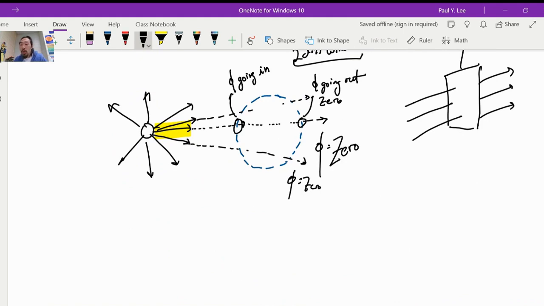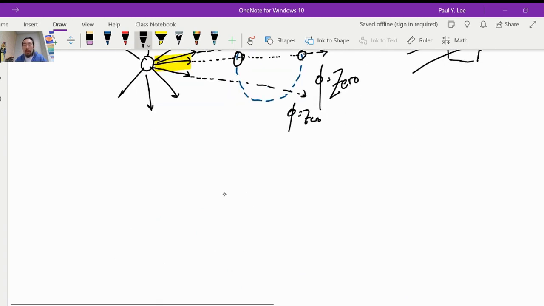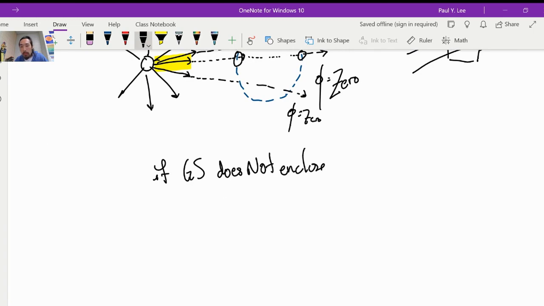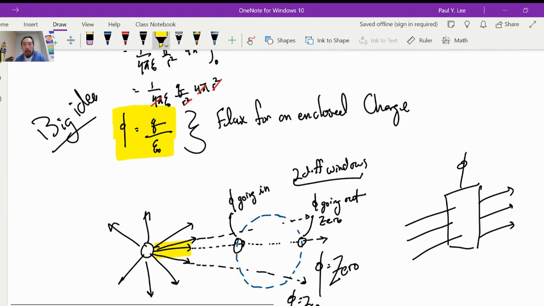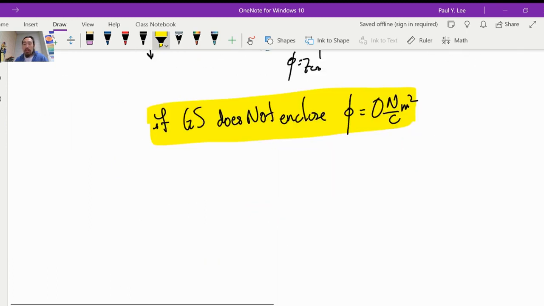And this is huge. So what this tells us is if the Gaussian surface does not enclose, your flux is 0. Let's see, newtons coulomb meters squared. This is ginormous, because if you take these two, this idea and the idea from before that I highlighted, where we have flux is equal to the charge divided by epsilon naught, that's for an enclosed charge. With this idea here, if the Gaussian surface is not enclosed, your flux is 0.